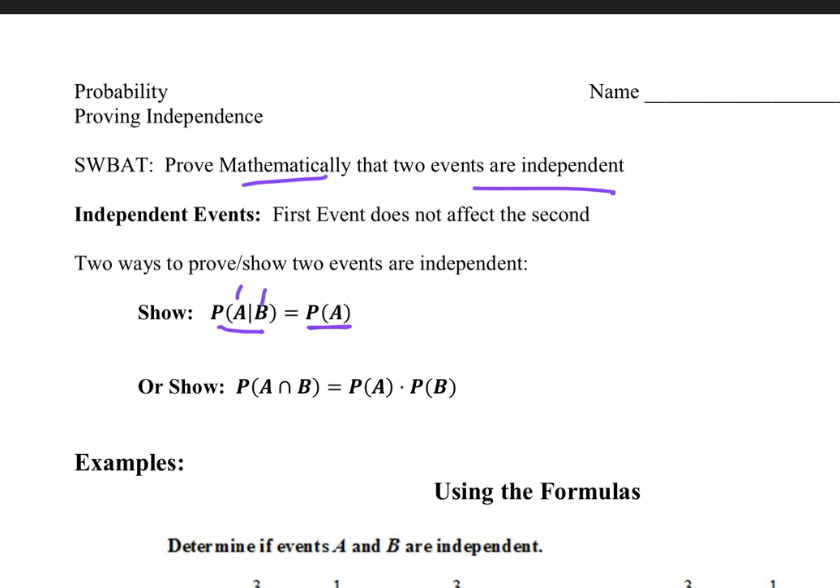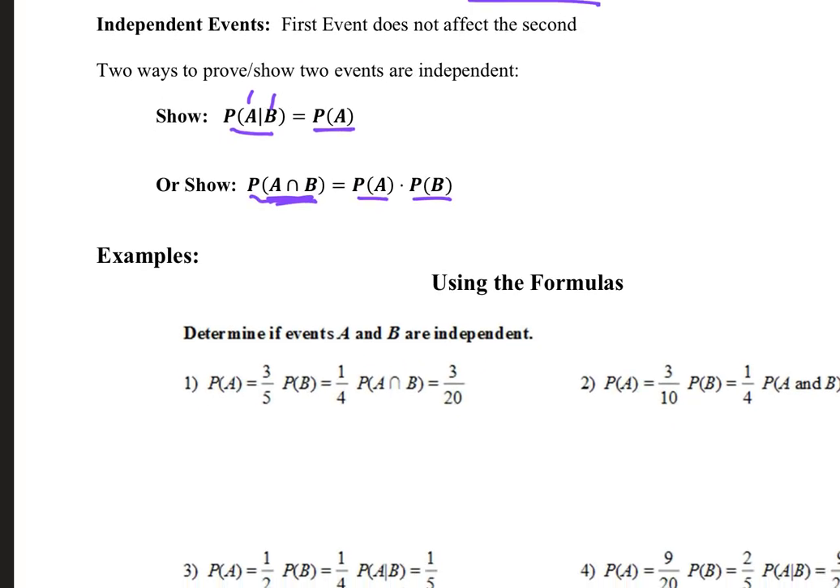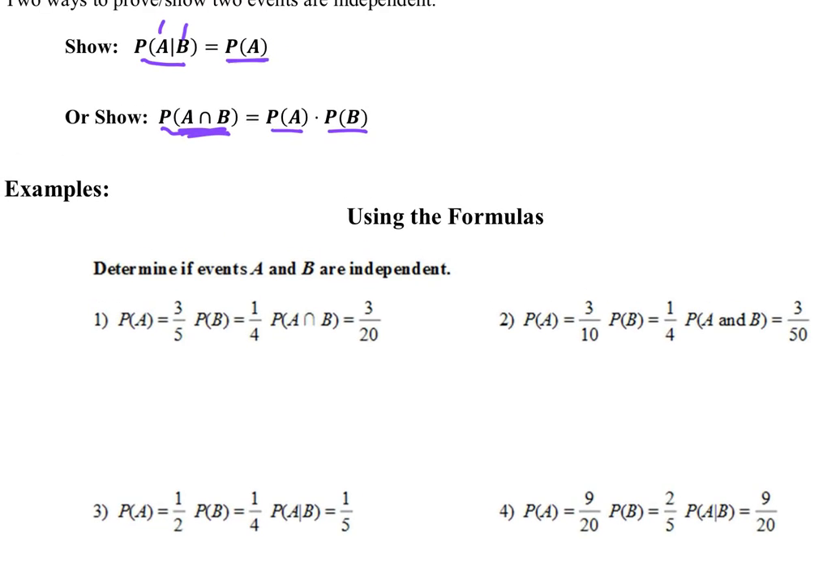The second way to show it is the probability of A and B. So the probability that I have blue eyes and I am smart. If I multiply the two individual probabilities together and that is equal to the intersection, the probability that they both occur, then they are independent. We have another formula that we're going to talk about, but that really only works with tables.